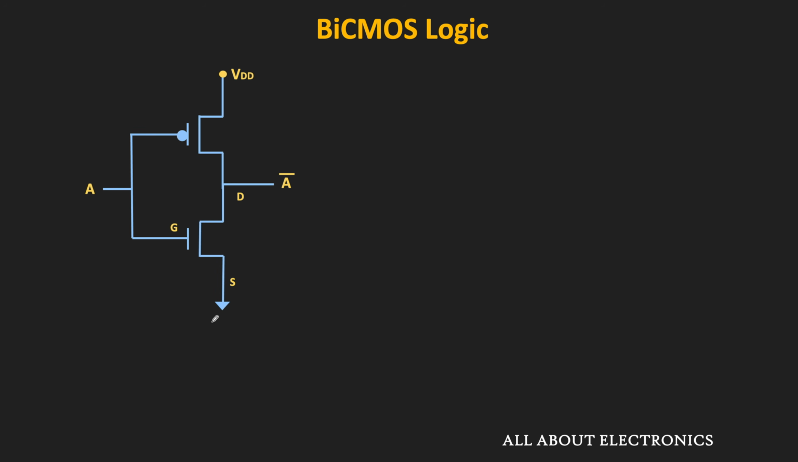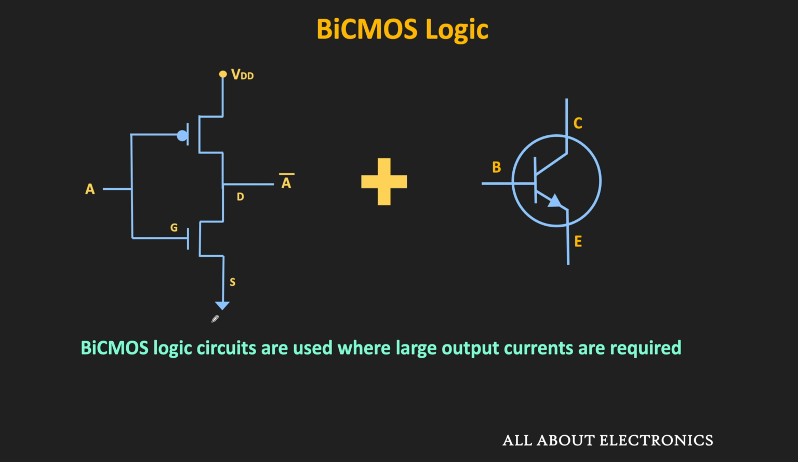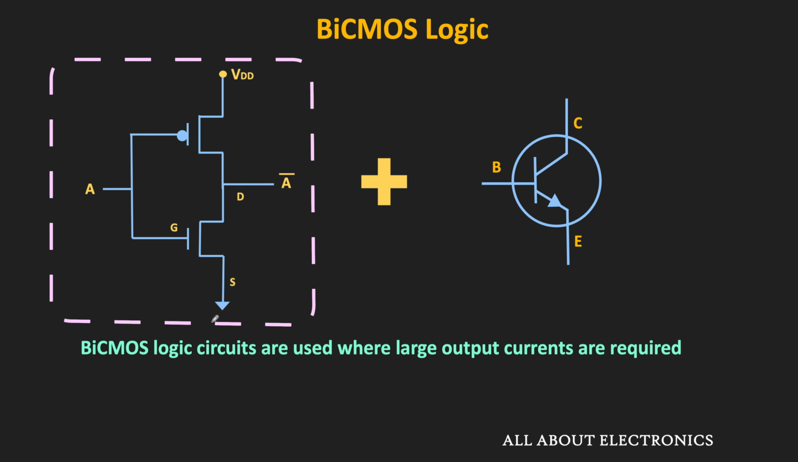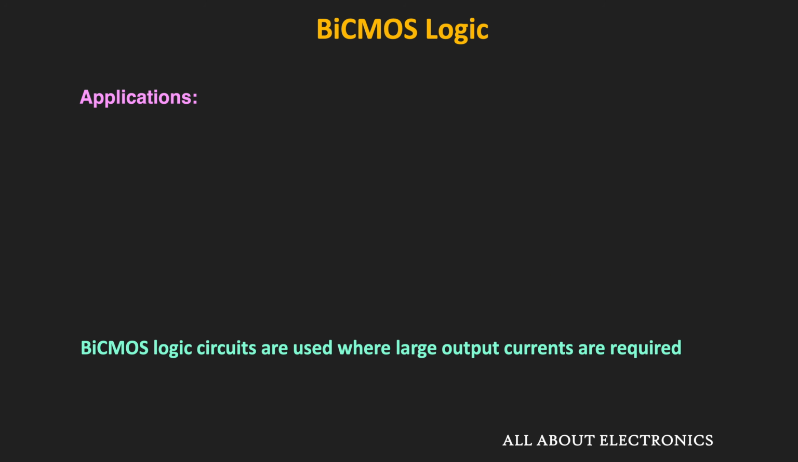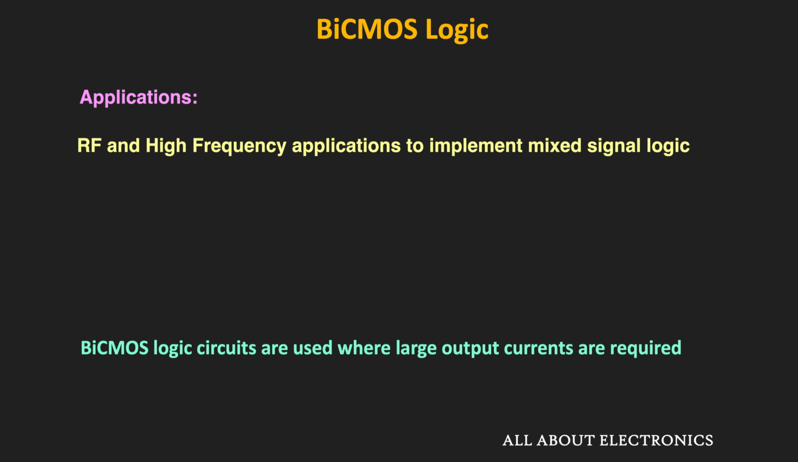So this BiCMOS logic uses the best of both the bipolar as well as the CMOS logic. And it is particularly useful when we want to drive large capacitive loads at high frequency. So in this BiCMOS logic, to reduce the static power consumption and to implement the logic, the CMOS logic is used. And then to drive the large capacitive loads on the output side, the bipolar logic is used. This BiCMOS logic is often used in RF and high frequency applications to implement mixed signal logic. Such designs have both analog as well as digital parts. And apart from that, it is also used in high-speed telecommunication.